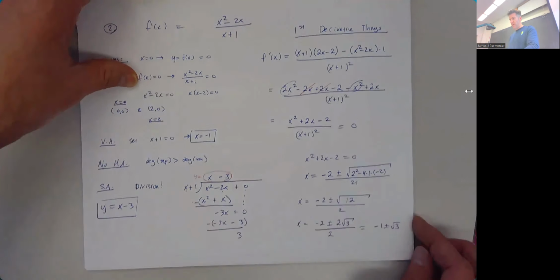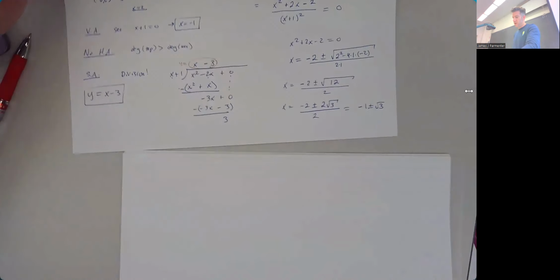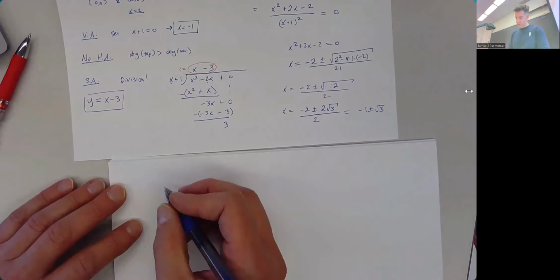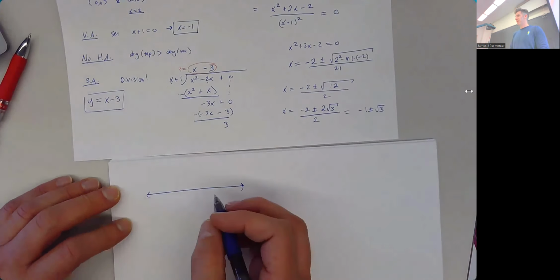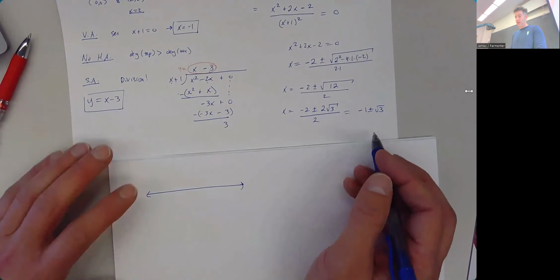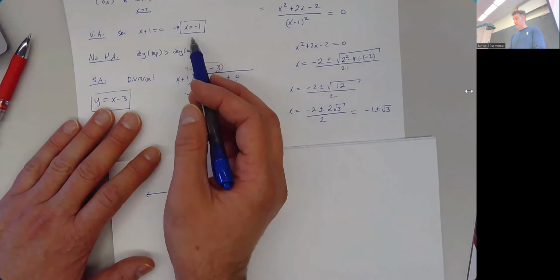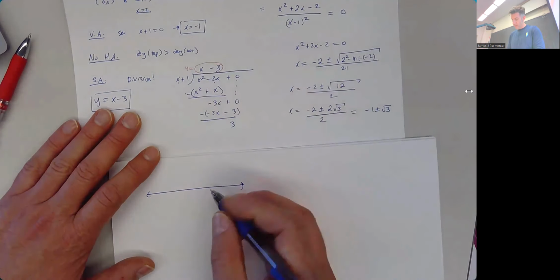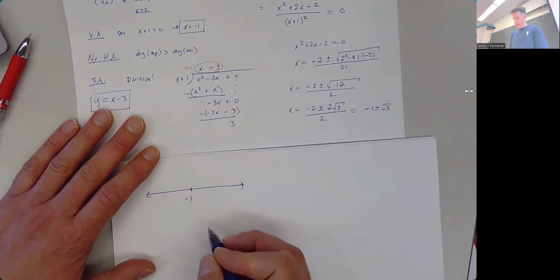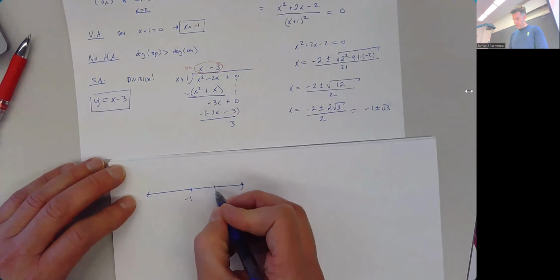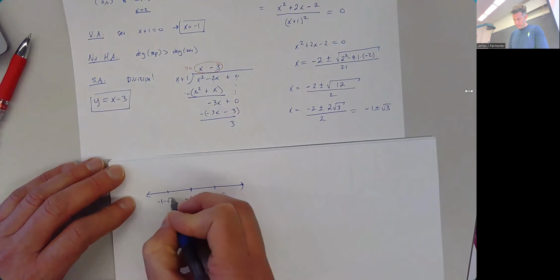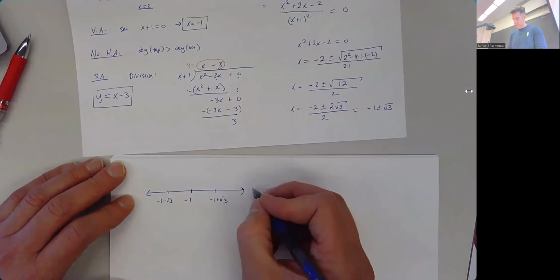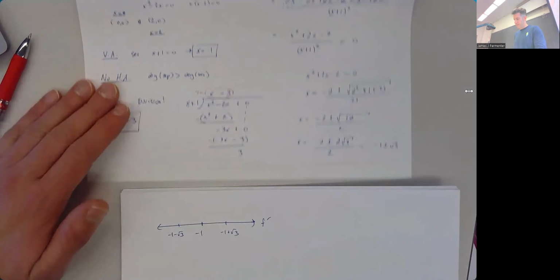So let's put them all on the number line. What else? Critical points here: I've got negative 1 plus root 3 and negative 1 minus root 3. And also I should include negative 1 because I have a vertical asymptote there. That makes the derivative undefined. So negative 1, and then negative 1 plus root 3, and negative 1 minus root 3.